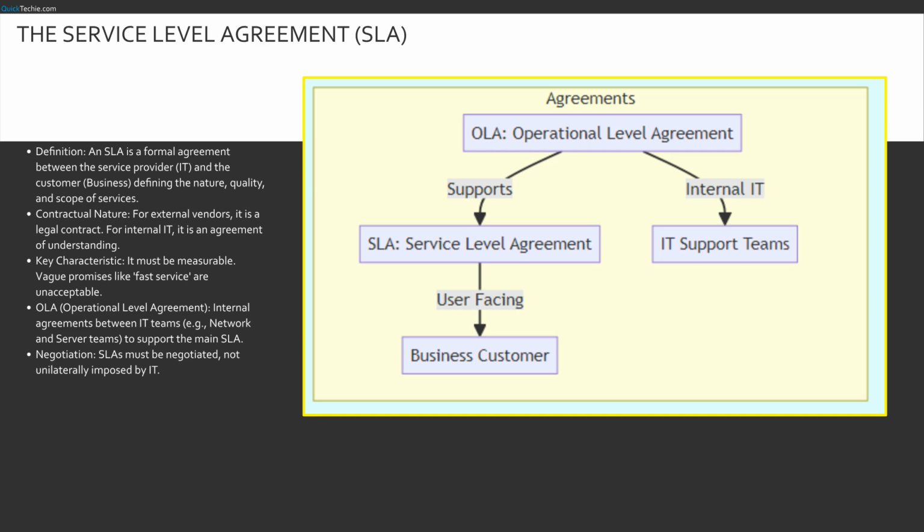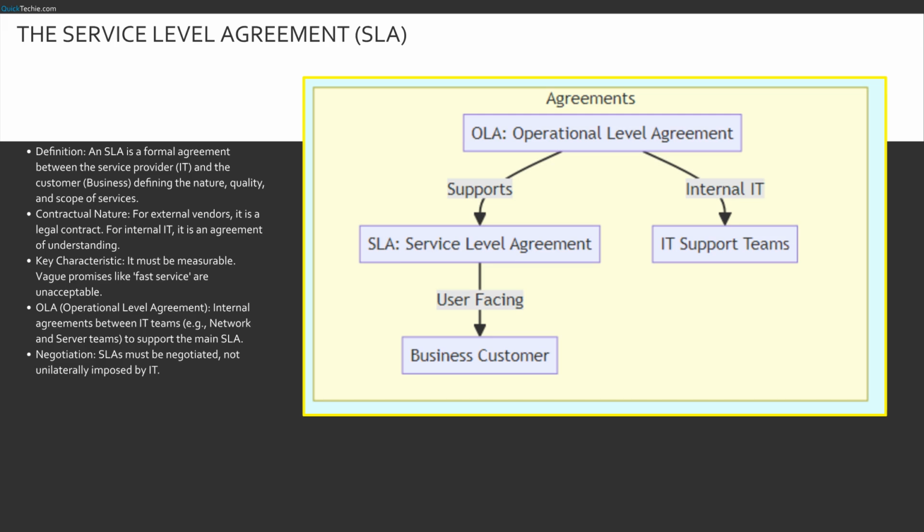The primary tool of SLM is the Service Level Agreement, or SLA. An SLA is a formal document. If it's with an external vendor, it's a contract. If it's internal, it's a memorandum of understanding. Crucially, an SLA defines measurable commitments. We cannot simply say the system will be fast or reliable. We must specify that fast means a 2-second response time, and reliable means 99.9% uptime.